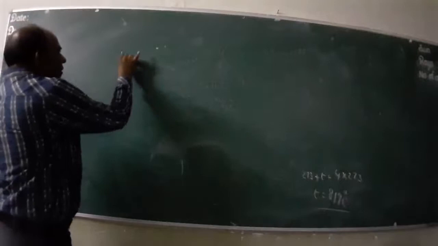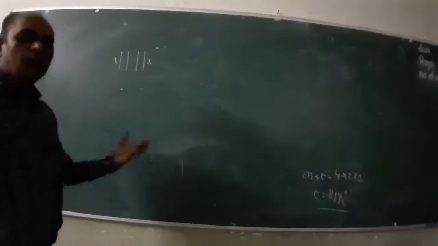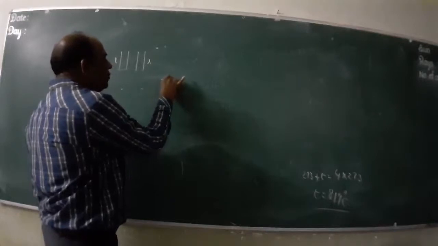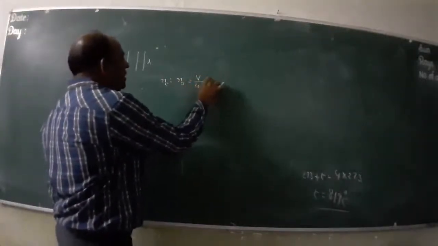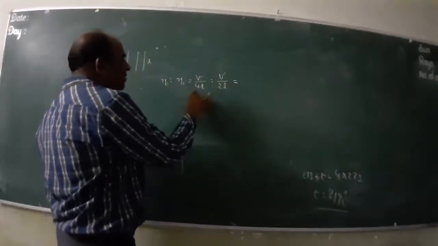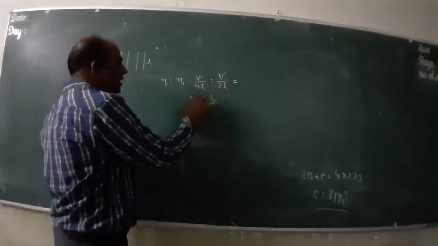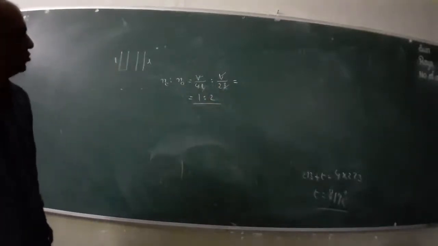Next problem. A closed pipe and an open pipe have the same length. Find the ratio of their fundamental frequencies. Closed means C, open means O. The ratio of the fundamental frequencies is required. The formula is V by 4L is to V by 2L. Since the length is the same, we cancel it and multiply by 4. 1 is to 2, L cancels, so 1 is to 2. The ratio of their fundamental frequencies is 1 is to 2.